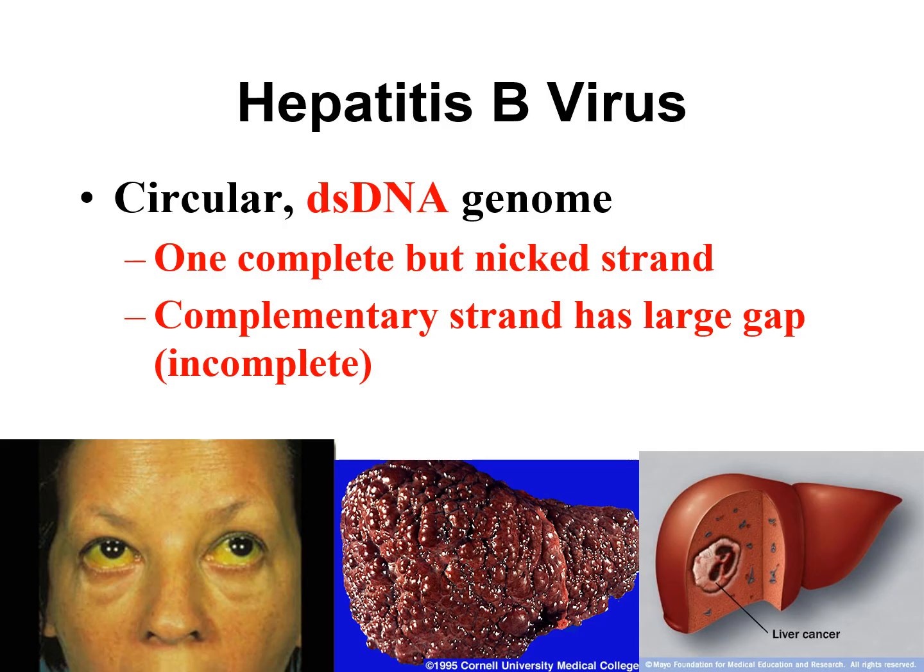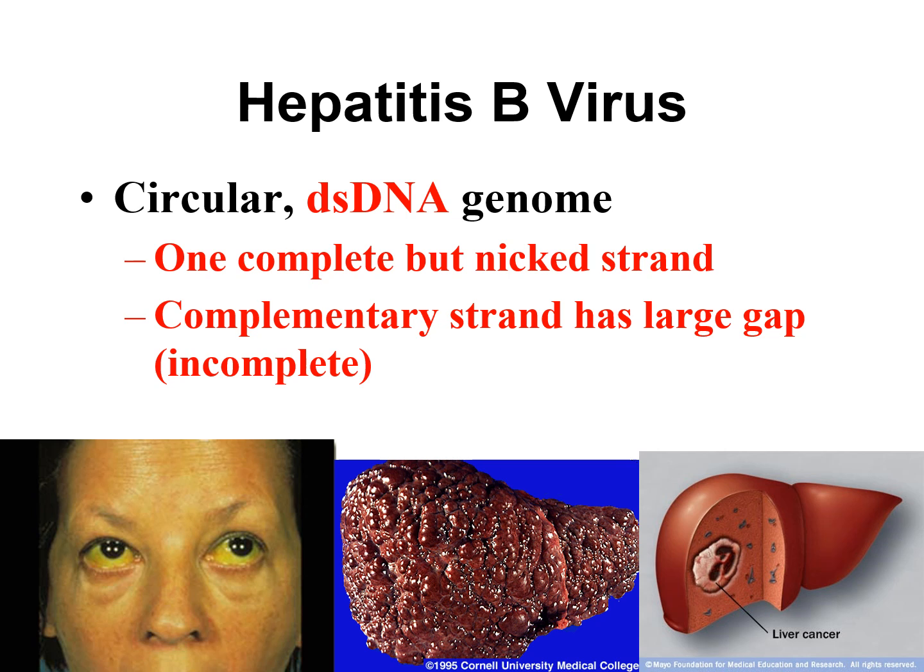So hepatitis B virus has a very unique genome. It uses double-stranded DNA. And we'll take a look at a picture here in a minute and show you how it didn't quite finish making it. Hepatitis B virus is spread through bodily fluids, most commonly through contact with blood or sexual transmission, and can also be transmitted from mother to child during birth.